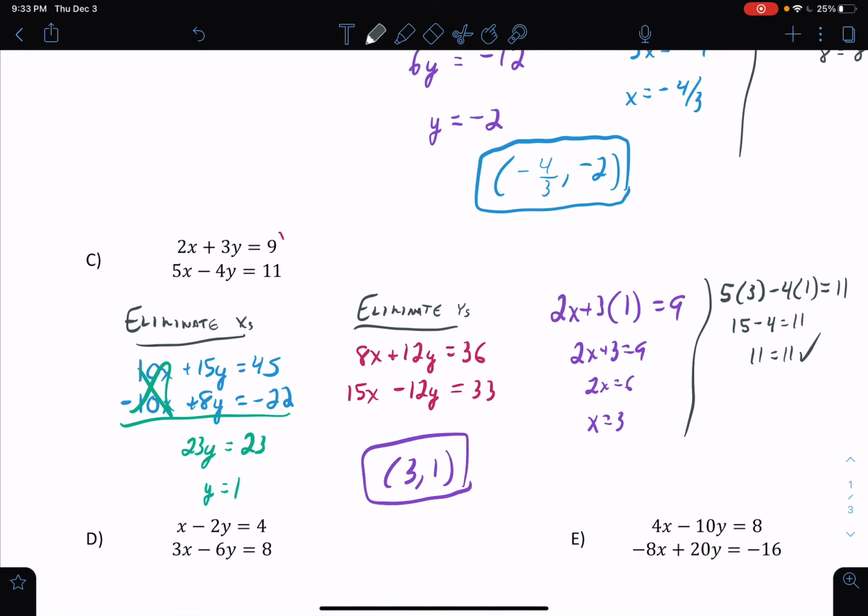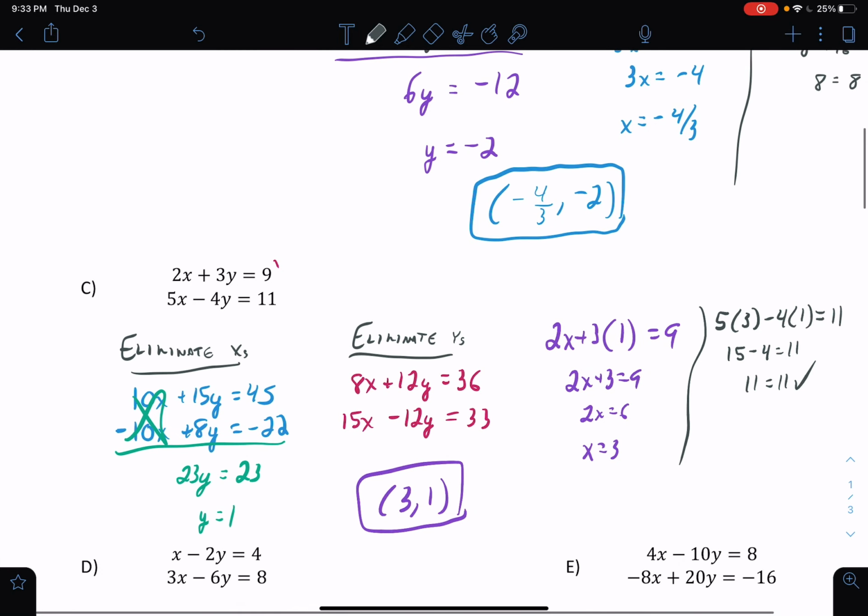So that is the process of elimination. You just got to decide which variable you want to eliminate and then manipulate your equation so that you have opposite coefficients. So one has to be positive, one has to be negative, and they got to be the same number. All right. In the next video, we'll tackle problems D and E because those are our special cases.